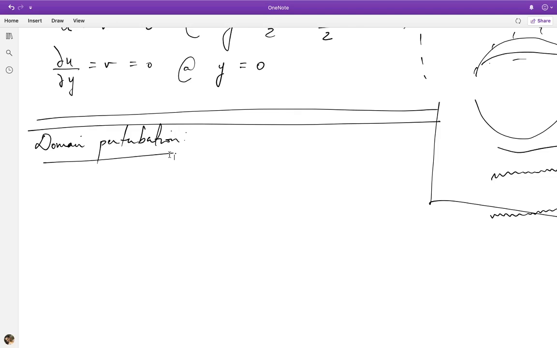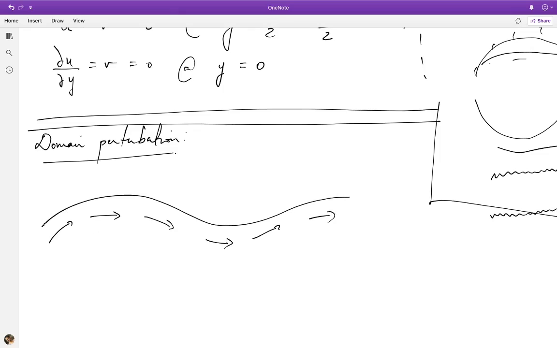Okay, so to understand the idea of domain perturbation, let us first zoom into what's actually going on near one of the wavy walls, let's say the top wavy wall. So here is my waviness. There is fluid flowing along the wall, so you can imagine the streamlines would look something like this, right near the top wall. So that's my wall, which I am trying to hash, not very successfully, but nevertheless it will suffice.